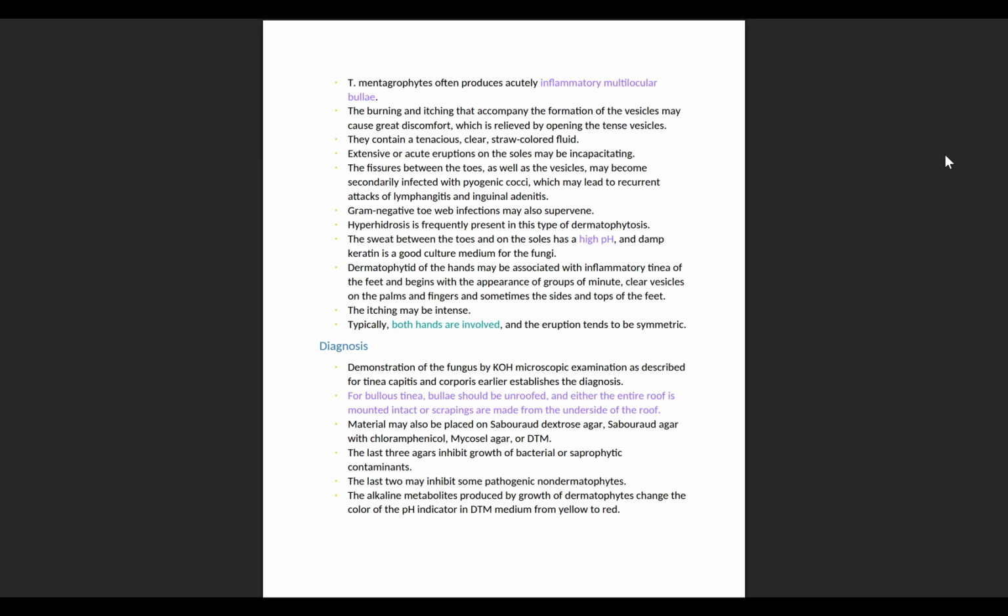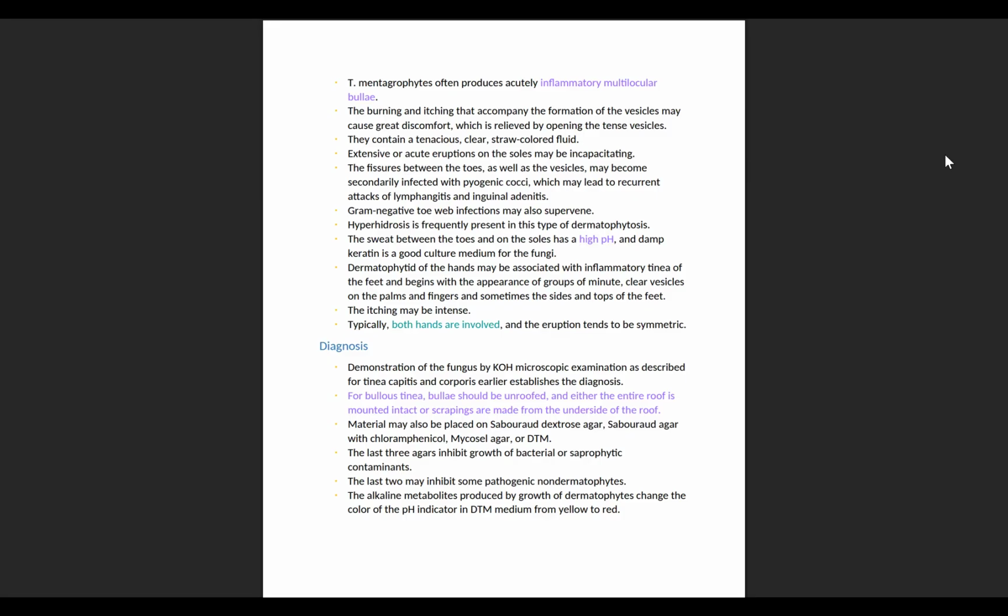Hyperhidrosis is frequently present in this type of dermatophytosis. The sweat between the toes and the soles has a high pH, and damp keratin is a good culture medium for the fungi. The high pH wet area أيضا تكون good يعني culture for fungi. Good culture media for fungi.